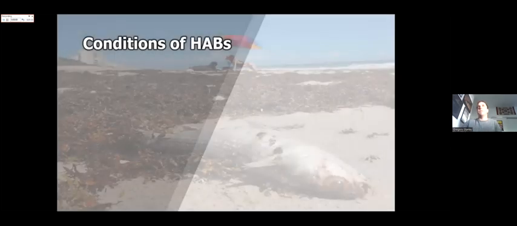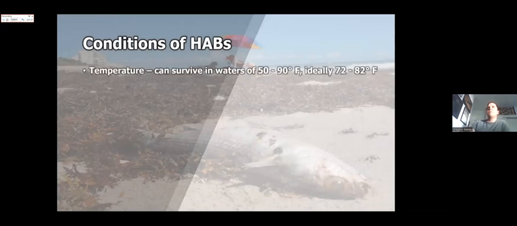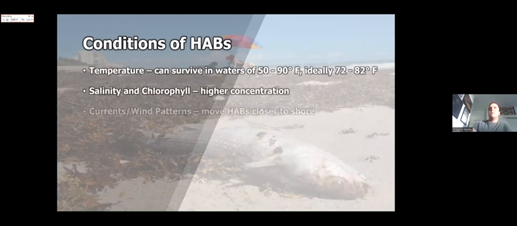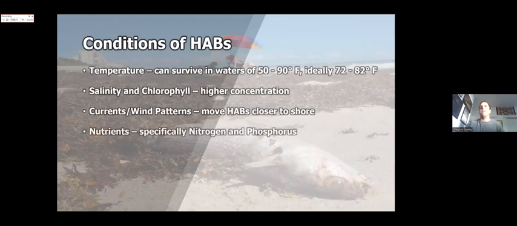So some conditions of HABs include temperature. They can survive in waters 50 to 90 degrees Fahrenheit, ideally 72 to 82 degrees. Salinity and chlorophyll, they tend to favor higher concentrations for HABs to grow. Currents and wind patterns help move the HABs since they can't move on their own. And as they move closer to shore, they have access to nutrients, specifically nitrogen and phosphorus.